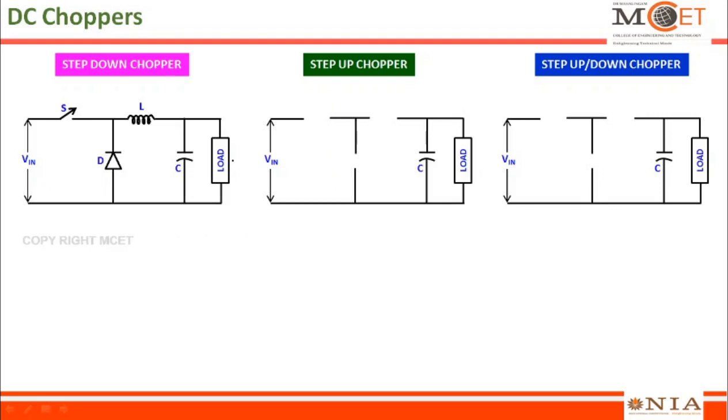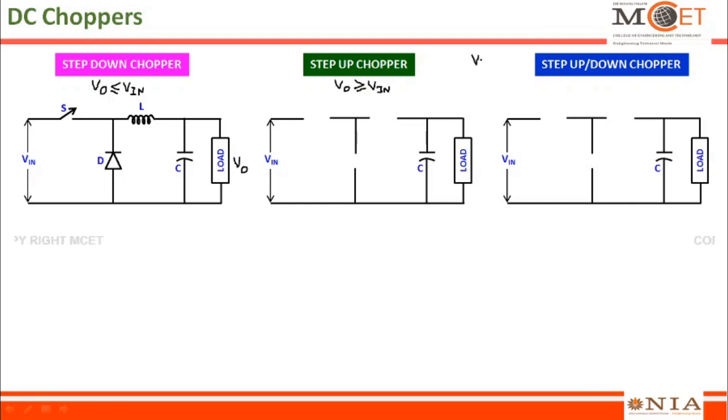Based on the relationship between the input voltage and the load voltage V0, the choppers can be classified into three different categories. If the output voltage V0 is always less than or equal to the input voltage Vin, then we call such a chopper a step down chopper. If the output voltage V0 is always greater than or equal to the input voltage Vin, then we call such choppers step up choppers. Step up down chopper is the combination of these two.